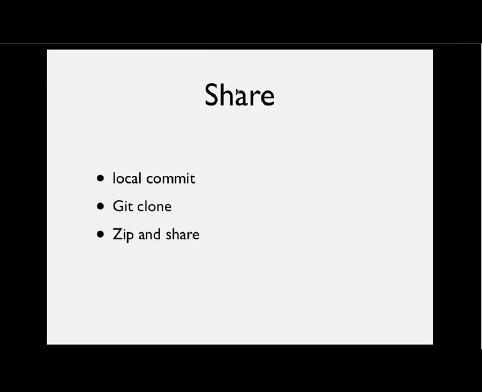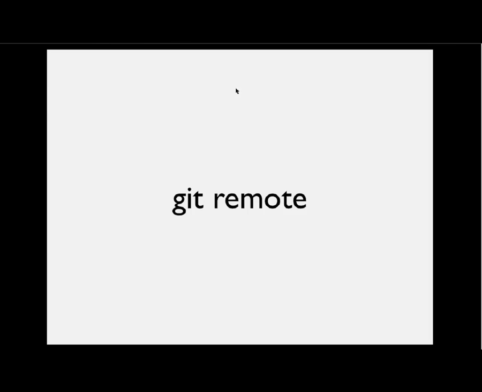Obviously, you can just zip the whole project directory and then share that via email or whatever. But this is all not really practical. So that's why you have Git remote. Basically, what Git remote does is it tells your local repository that there is a repository somewhere else that is related to this repository.